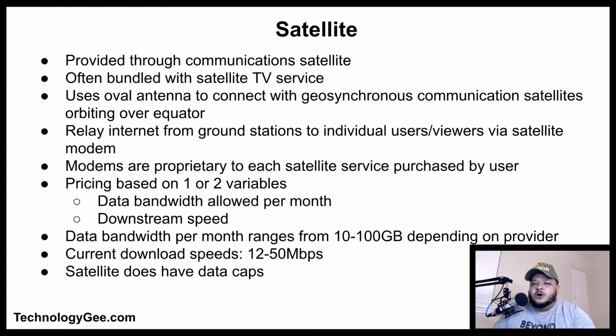Satellite internet services offer pricing based on one or two variables: data bandwidth allowed per month and download speed. Data bandwidth per month ranges from 10 to 50 gigabits if you're using HughesNet Generation 5, or 35 to 100 gigabits if you're using Viasat. Current download speeds vary from 12 to 50 megabits per second if you're using Viasat, to 25 megabits per second if you're using HughesNet's plans. Satellite internet vendors do have data caps.